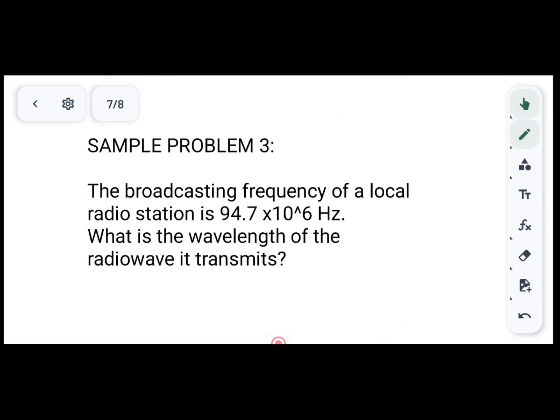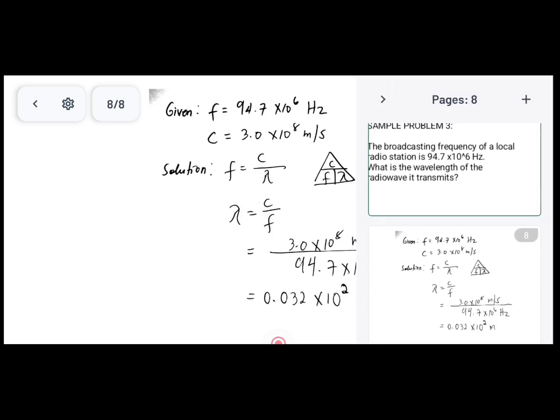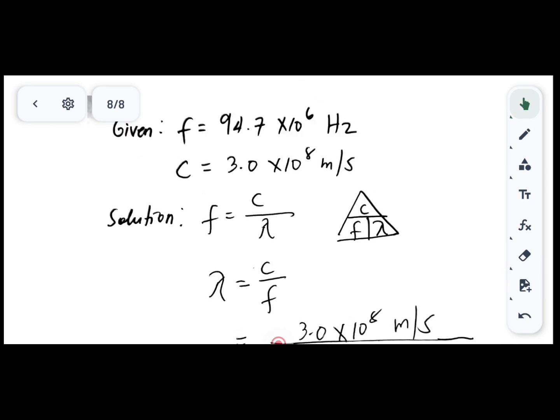Now, sample problem number 3. You have here the broadcasting frequency of a local radio station is 94.7 times 10 raised to 6 hertz. What is the wavelength of the radio wave it transmits? So the next thing that we need to do is we are being asked to find the wavelength. And yes, you have to find the given values. The given values are, you have the frequency given in the problem, 94.7 times 10 raised to 6 hertz. And then the speed of light is constant, 3 times 10 raised to 8 meters per second.